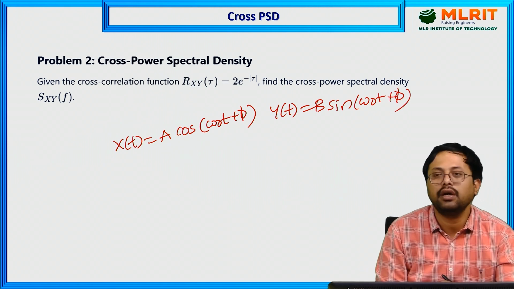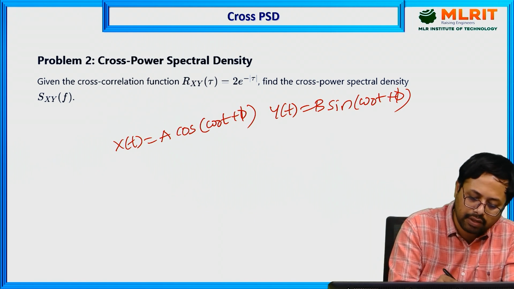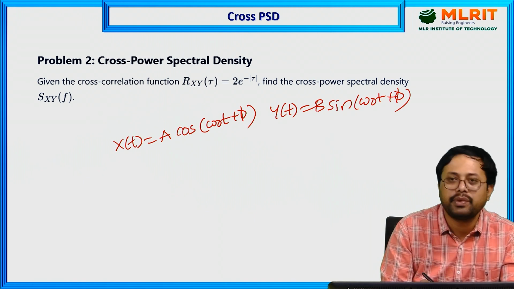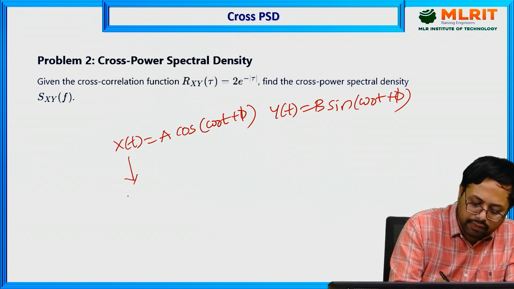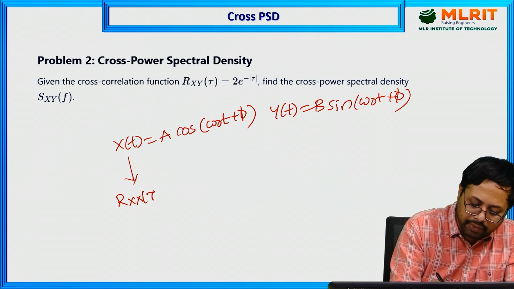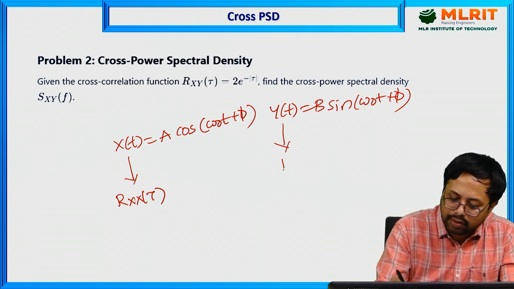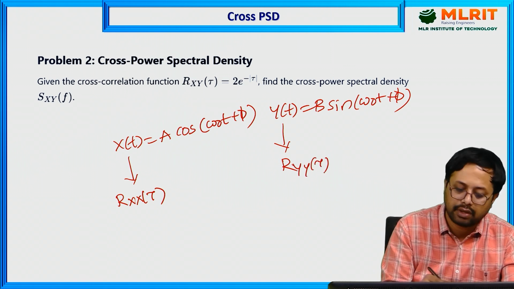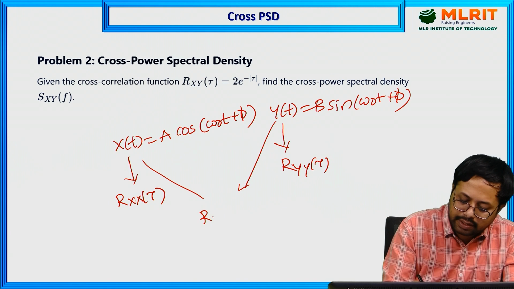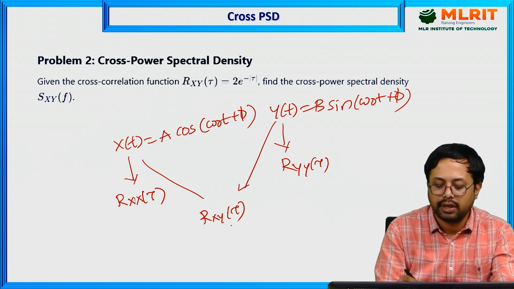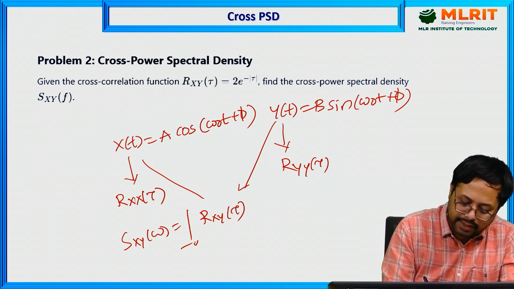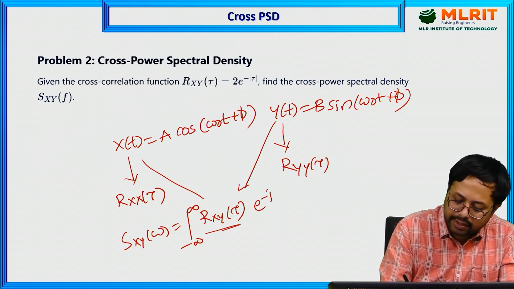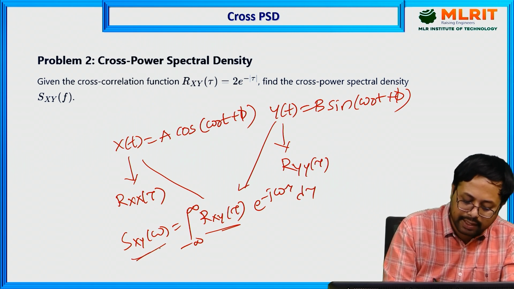Then how to solve the cross PSD? You can solve it by using either the first method, which is somewhat the easiest approach with less complexity. What you have to do is first solve the autocorrelation of the given random process, then solve the cross correlation of the given random process. Then substitute in the relation Sxy of omega equal to the integral from minus infinity to infinity of Rxy(tau) e power minus j omega tau d tau. Then you will get the answer.